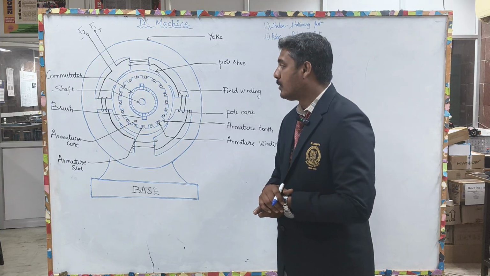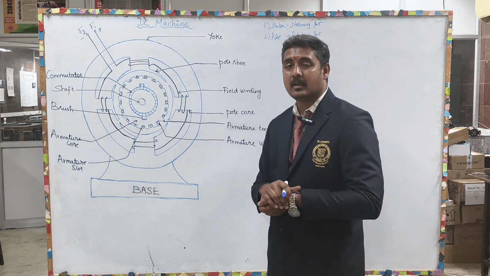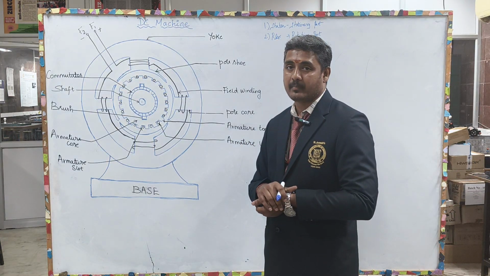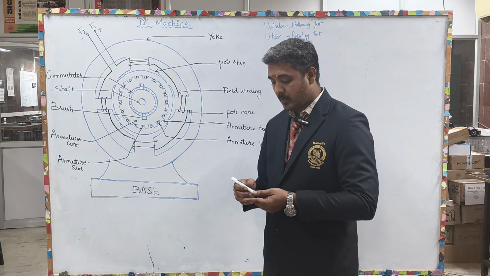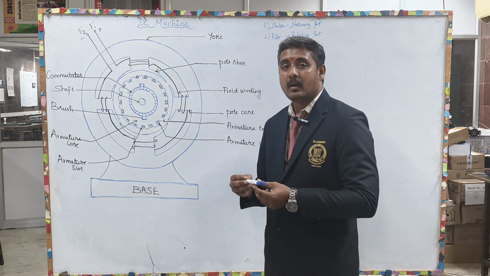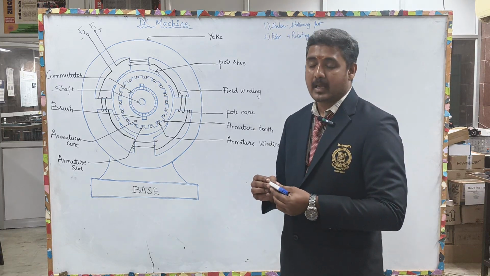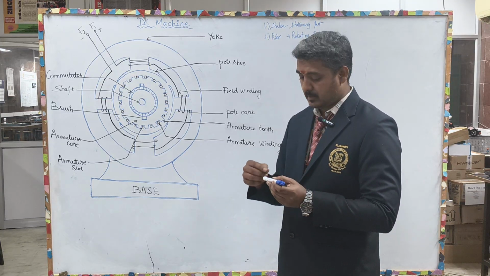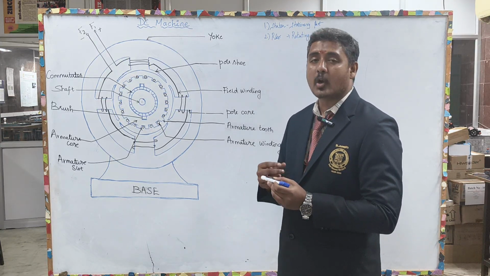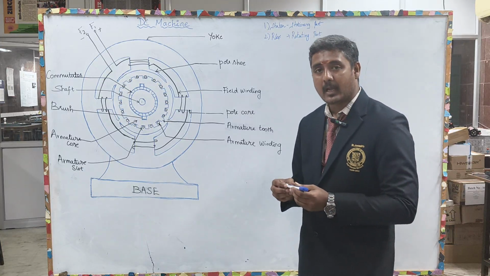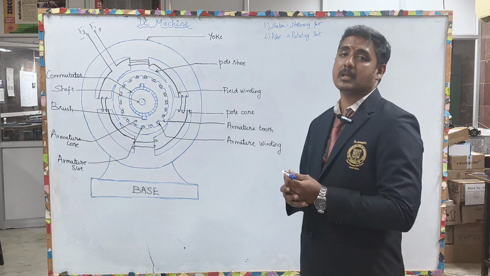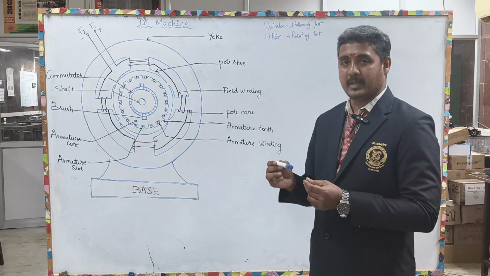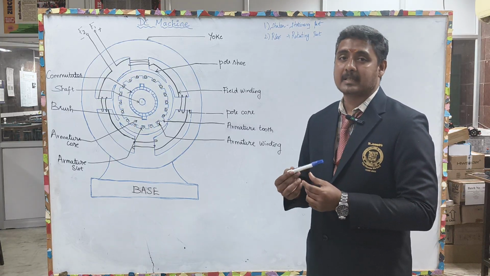Okay. Now, here you should know one thing, how the flux is going to be produced in the field winding. Assume that you are going to have an iron piece. In the iron piece, you are going to wound the copper or aluminum conductor, and if you are going to give a supply to this copper or aluminum conductor, this iron piece will act as the electromagnet.